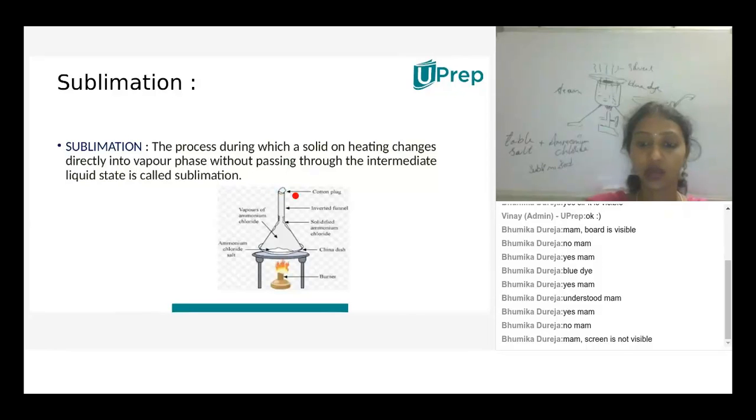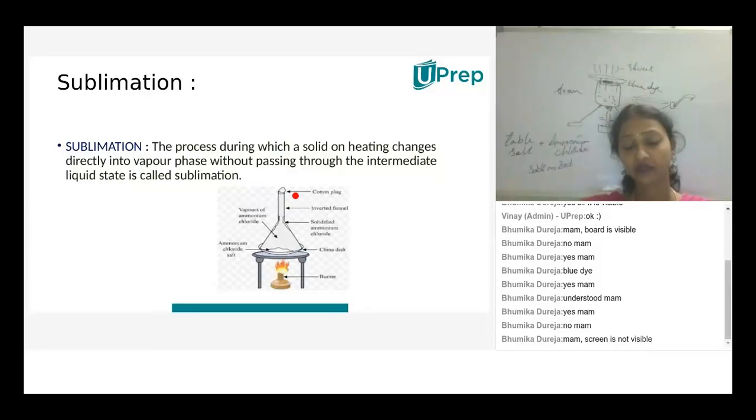This is the cotton plug. Why place the cotton plug at the top? This cotton plug won't allow the vapors to escape through the funnel. So when you heat continuously, what happens? Among the two salts, one of the salts is a sublimable one. The remaining salt will stay in that China dish only. But the sublimable salt, when it absorbs the heat, gradually converts into gaseous state, and these vapors will adhere to the walls of the funnel.